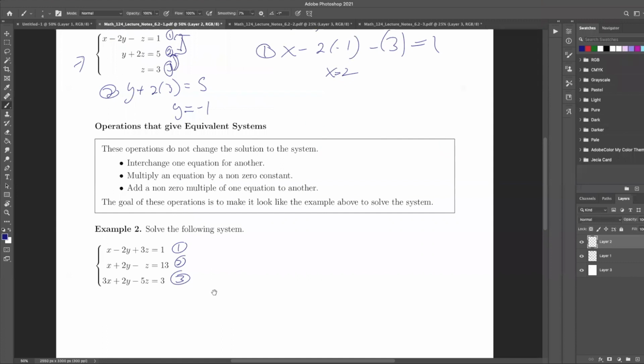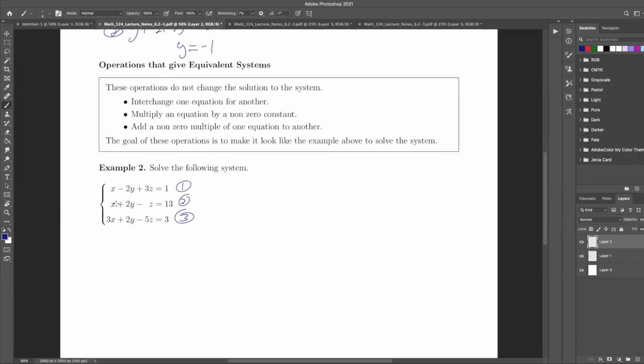In order to do that, we want to get rid of this x here. We'll just start there, doing one very small step at a time. We're going to get rid of this x. So how would I get rid of that x? Well, I'm going to take equation 2 and subtract equation 1 from it, because I'm allowed to do that, right? Add a non-zero multiple of one equation to another. So I'm just adding -1 of equation 1 to this one.